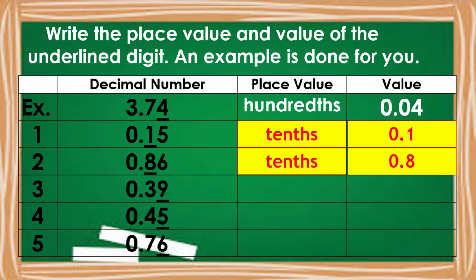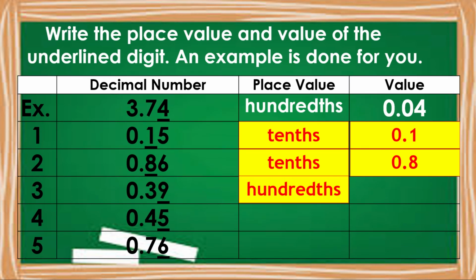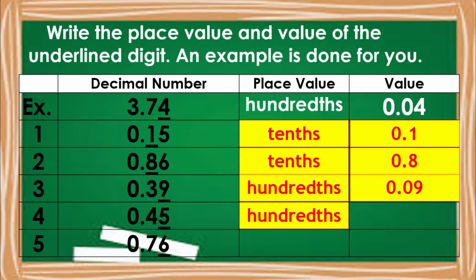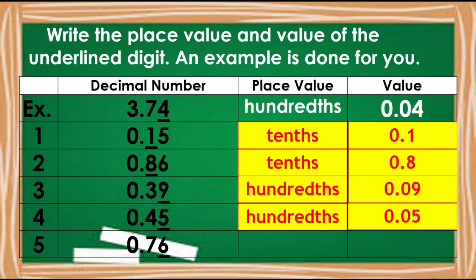For number 3, we have 39 hundredths. The underlined number is 9. Its place value is hundredths and the value is 9 hundredths. Number 4, 45 hundredths. The underlined digit is 5. The place value is hundredths and the value is 5 hundredths.